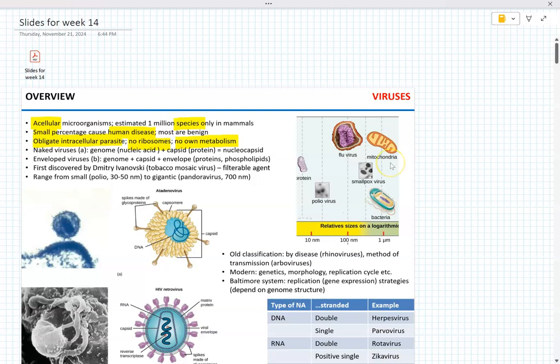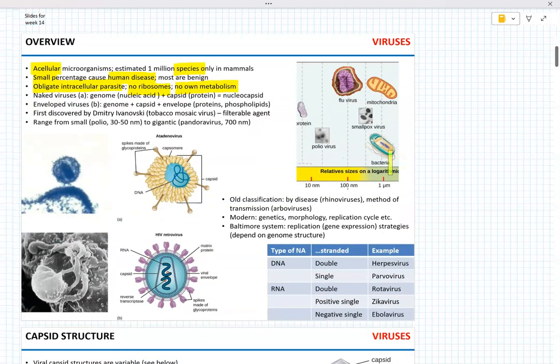Structure can be divided into two categories. So naked viruses contain two key components. They have a capsid, which is made out of protein. They have a genome. We can talk about viral genomes a little later.